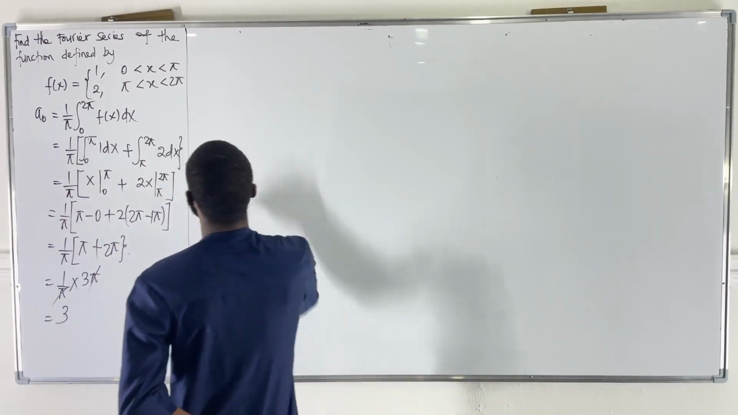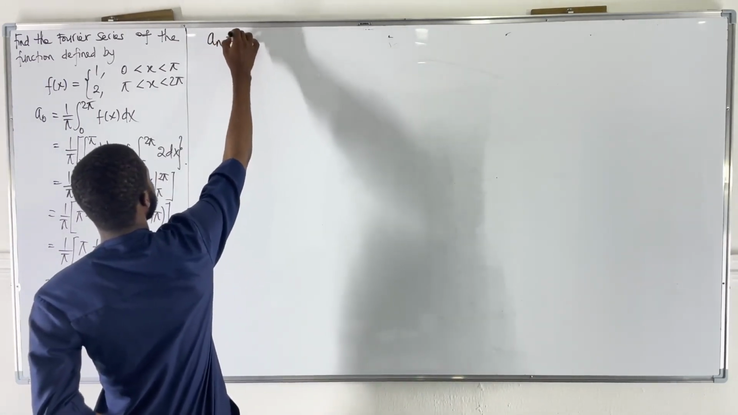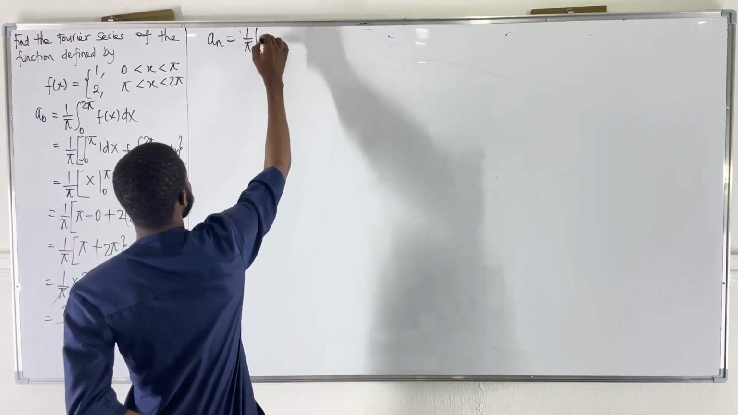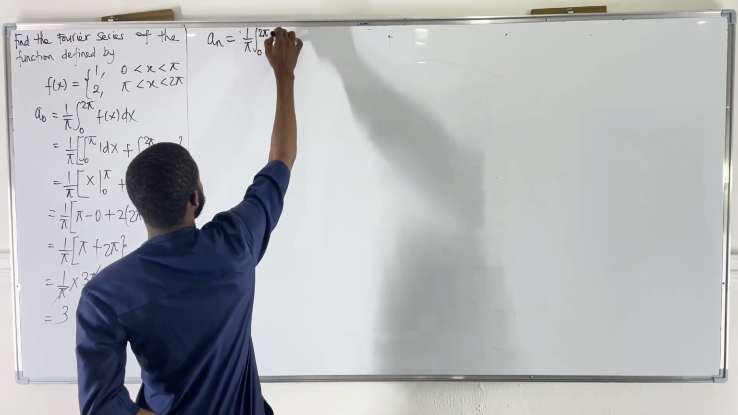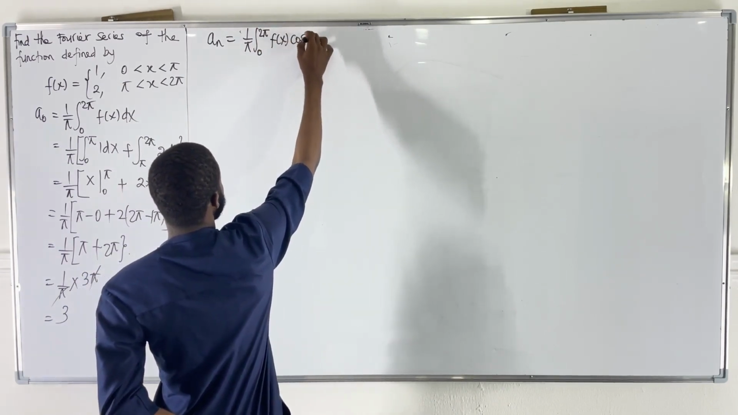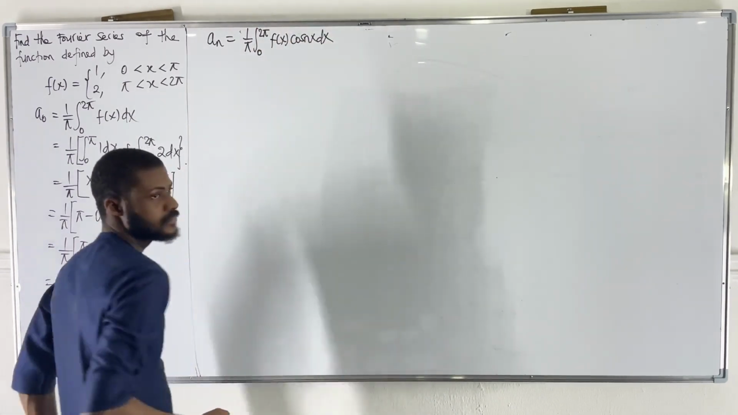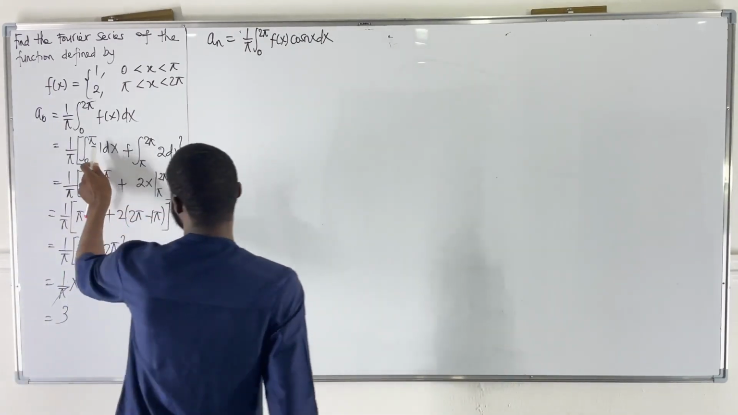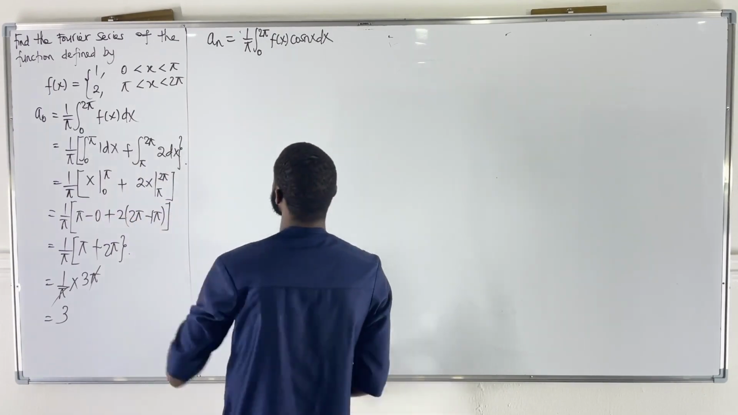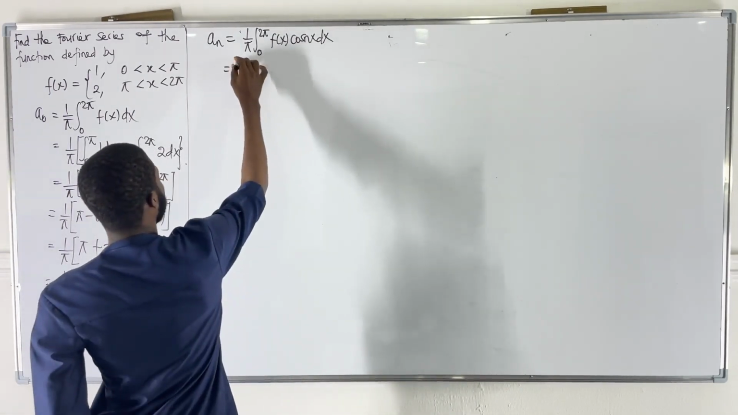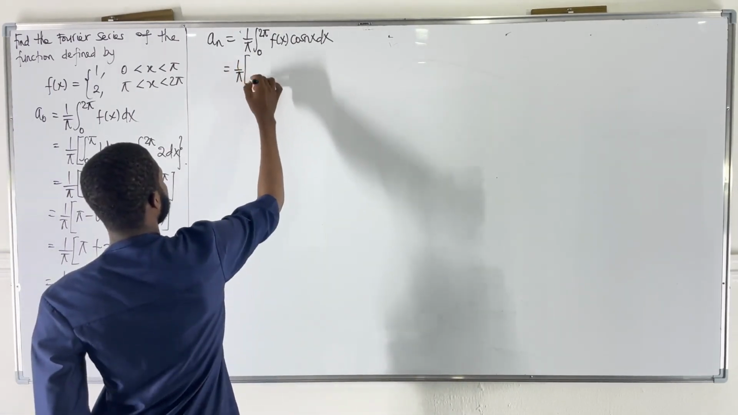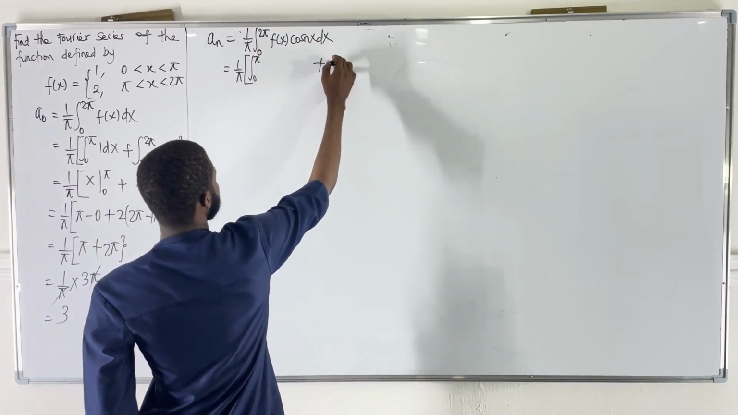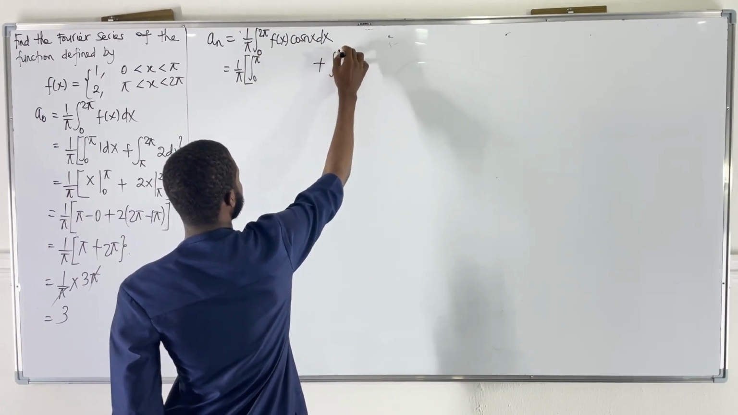Next coefficient to find is a sub n. So a sub n is 1 over pi integral from 0 to 2 pi of f of x cos nx dx. Now again, we're going to be splitting this the way we did here. We're going to say this plus this. So this will become 1 over pi integral from 0 to pi plus integral from pi to 2 pi.